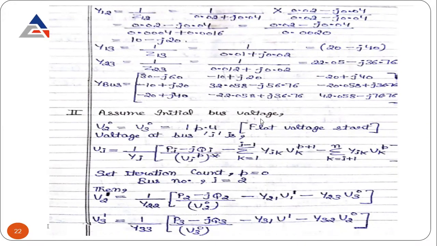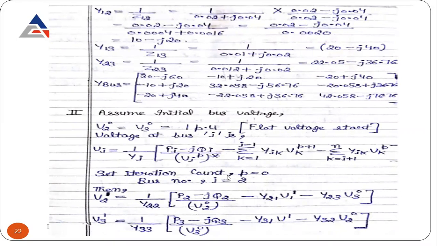Now starting with the Gauss-Seidel method. Before applying the equations for the Gauss-Seidel method, firstly we have to assume that the voltage at bus number 2 and the voltage at bus number 3 are initially 1 per unit. Generally the assumption is taken like this, 1 per unit at angle 0 degree. And this is the equation to modify the voltage, or to calculate the next step of the voltage.